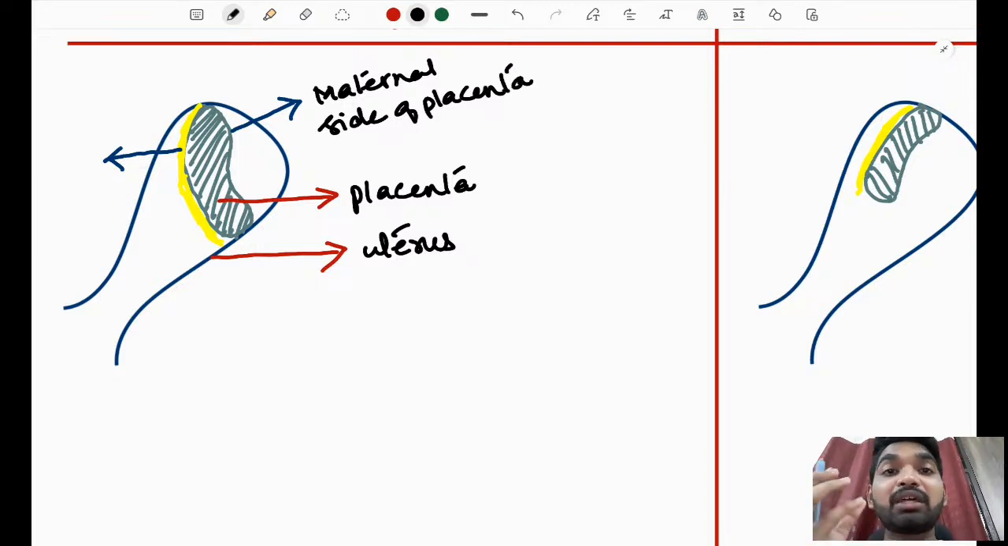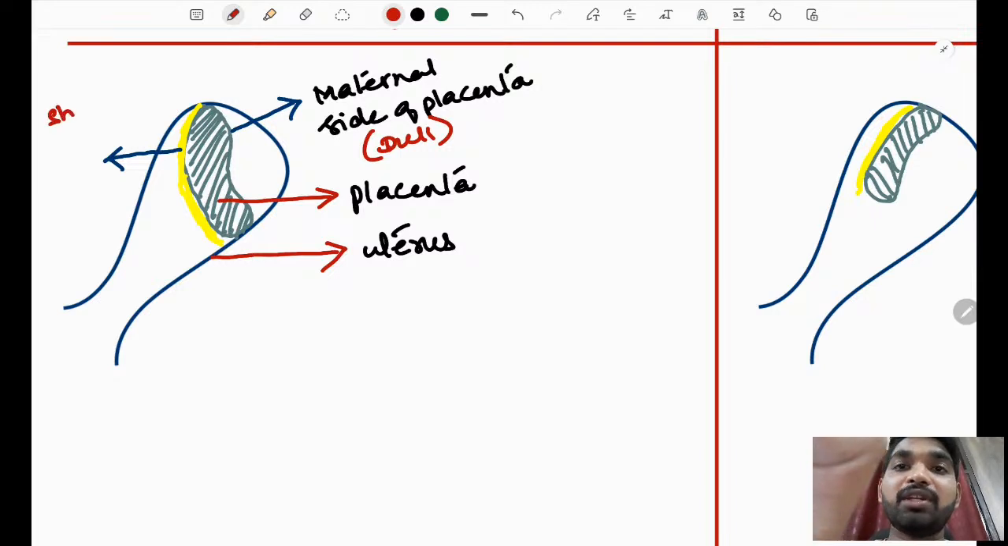And please remember, maternal side of placenta will be dull always. Okay, dull in color. Maternal side of placenta dull ga untundi chusedaniki. Okay, and this is the shiny, the yellow one which you are seeing here, that is shiny fetal side. Okay, fetal side will be a little bit shiny, because it is covered with the membranes. Okay, shiny fetal side.